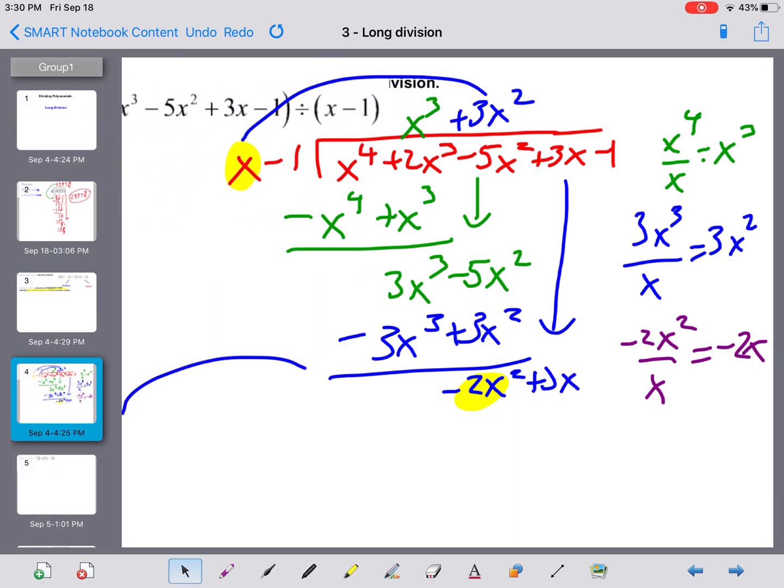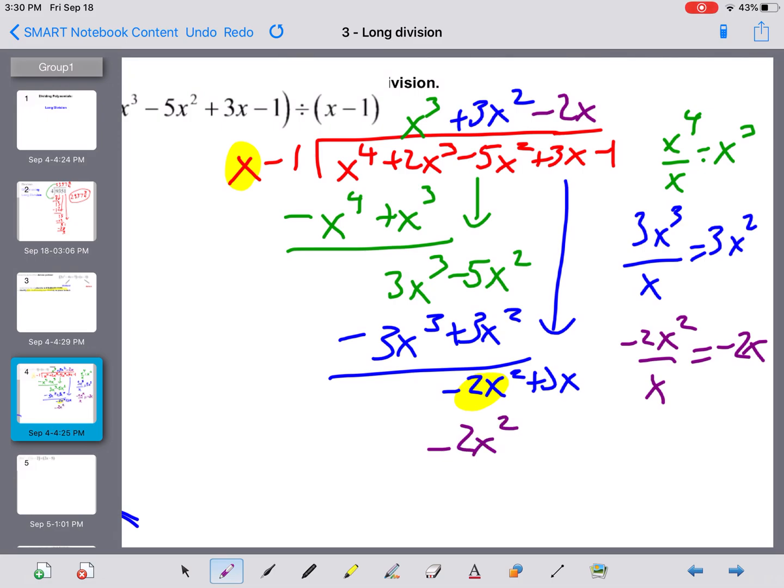Back into the original part. Let me get rid of these. And so we would say negative 2x times x is negative 2x squared. Negative 2x times negative 1 is positive 2x. Okay, from here we're going to change our signs.